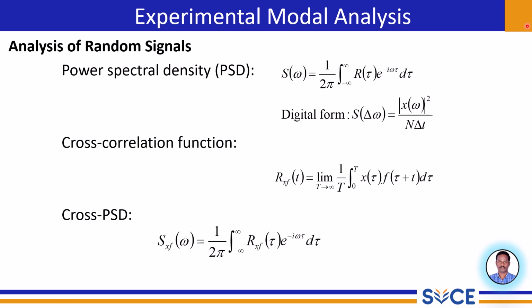So in summary, we are analyzing the random signal in experimental modal analysis using power spectral density, which helps us to understand the power distribution of a single signal across different frequencies, revealing resonant frequencies in the response. The cross correlation function helps us understand the temporal relationship between two different signals like input and output. Cross PSD helps us to understand the frequency content shared between two signals and their phase relationship.